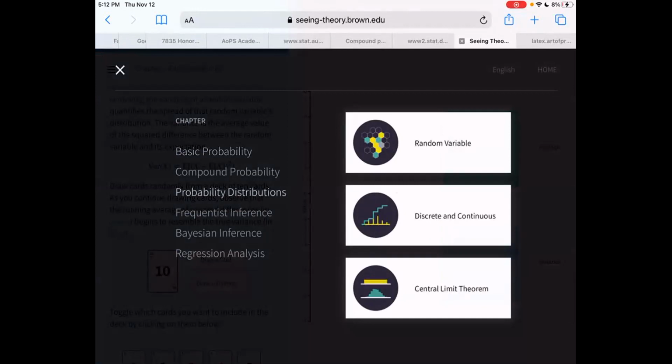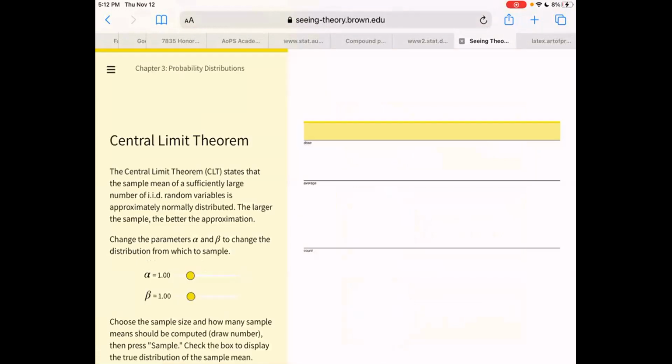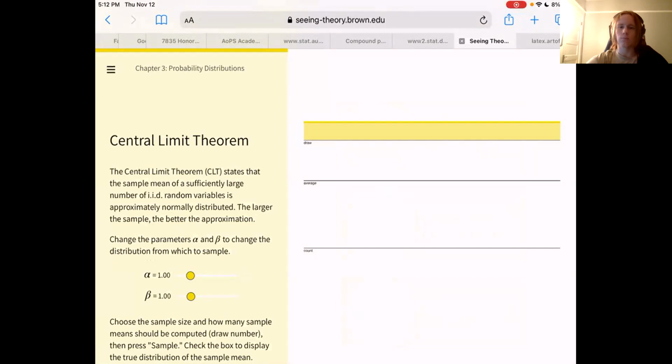Compound probability, probability distributions, central limit theorem. Okay, so what we're going to do here, can everyone see this okay? Yeah, I can see it.